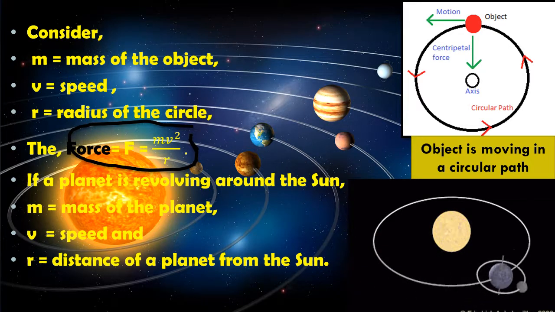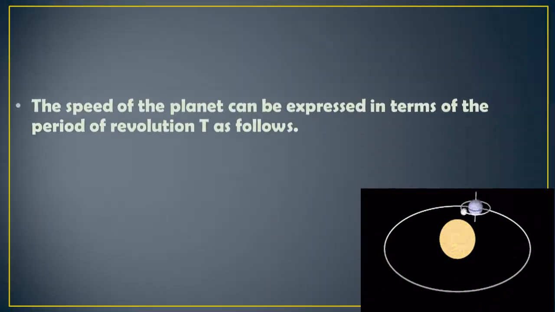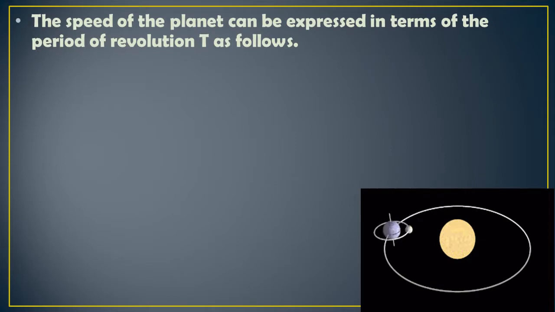Now let's move further. The speed of the planet can be expressed in terms of the period of revolution, capital T, as follows. What is the period of revolution? It is the time taken by a planet to complete one revolution around the sun, and we know that Earth takes 365 days to complete one revolution around the sun.